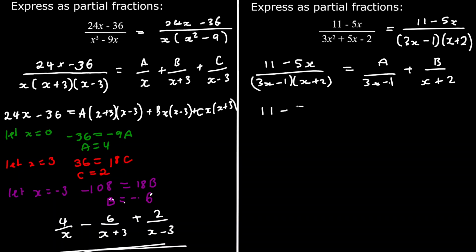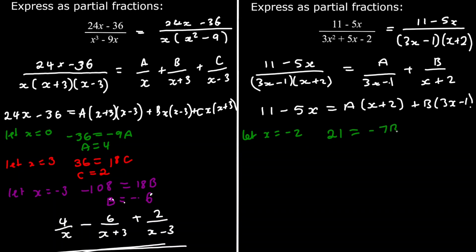Multiplying through by the denominator gives a times x plus 2 plus b times 3x minus 1. And then we can say let x equal negative 2 and see what we get. So 11 minus 10, so 21. A is going to be eliminated and we'll have negative 7b. So b must be negative 3.